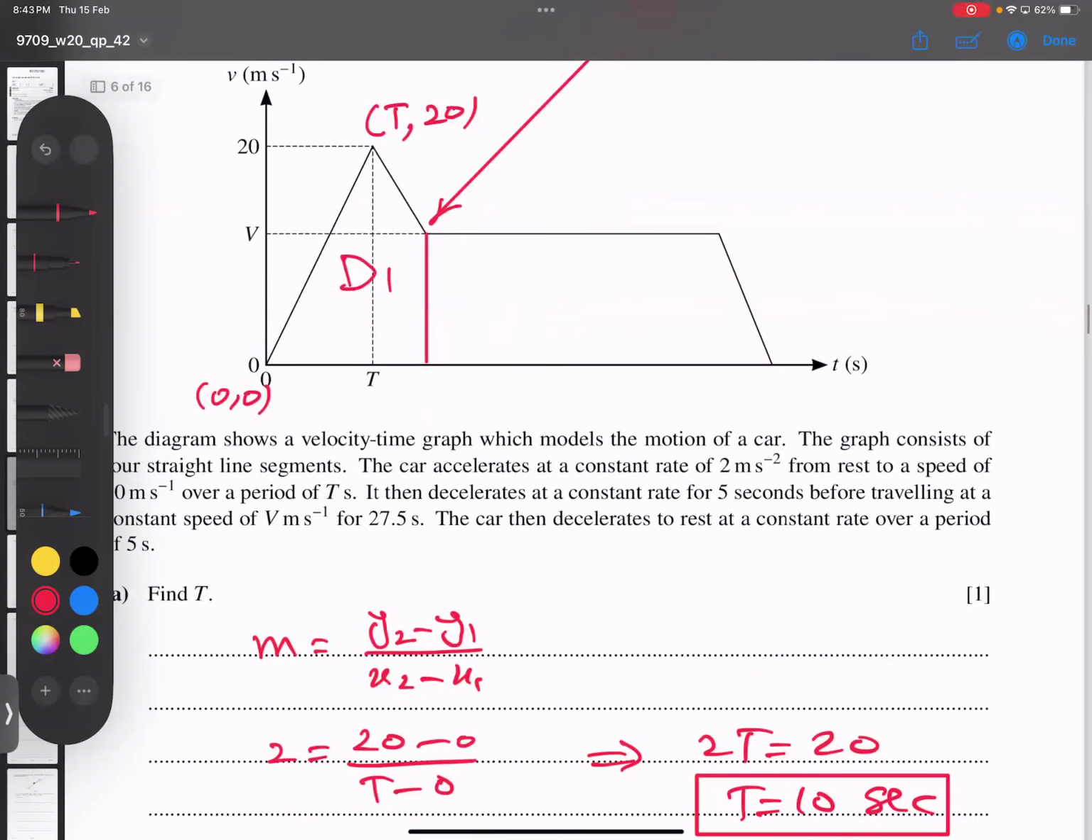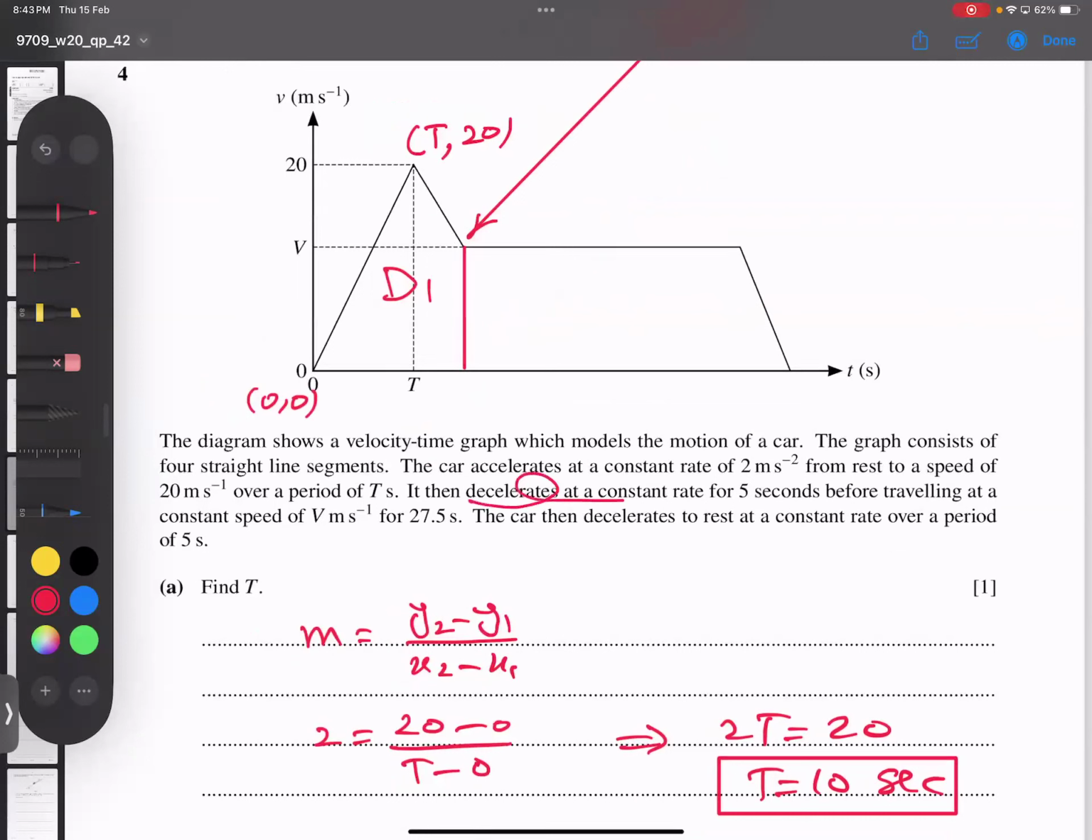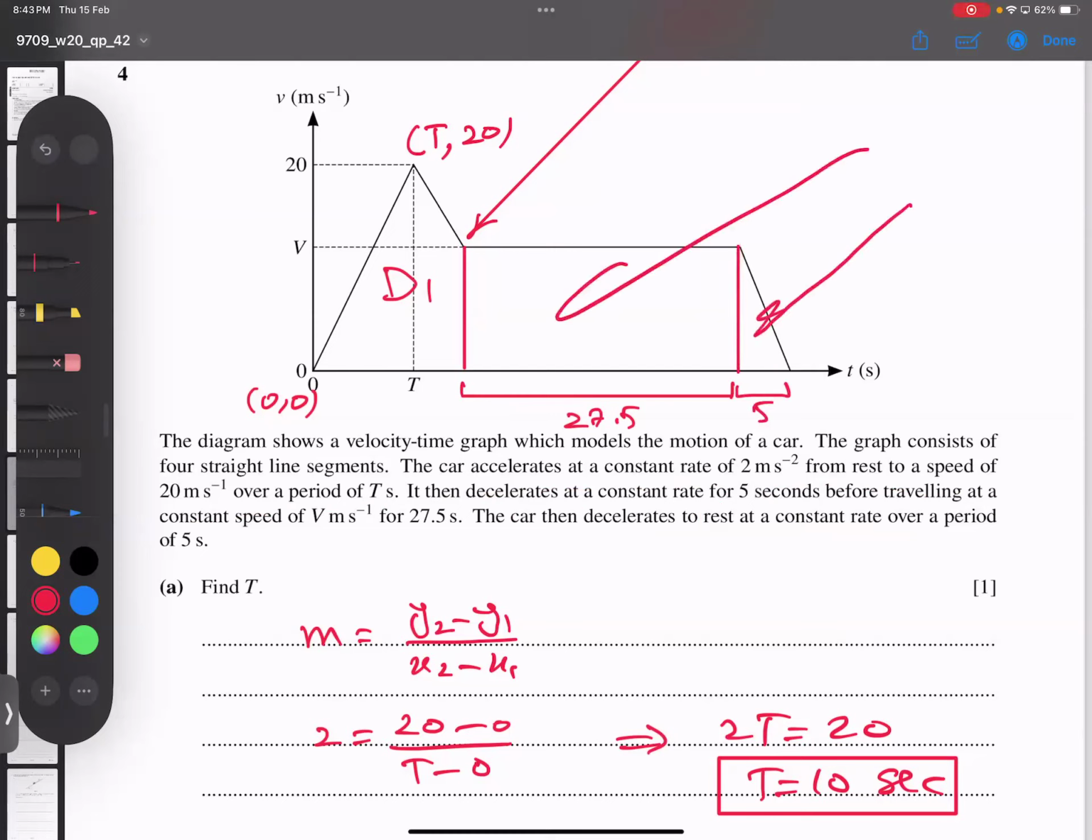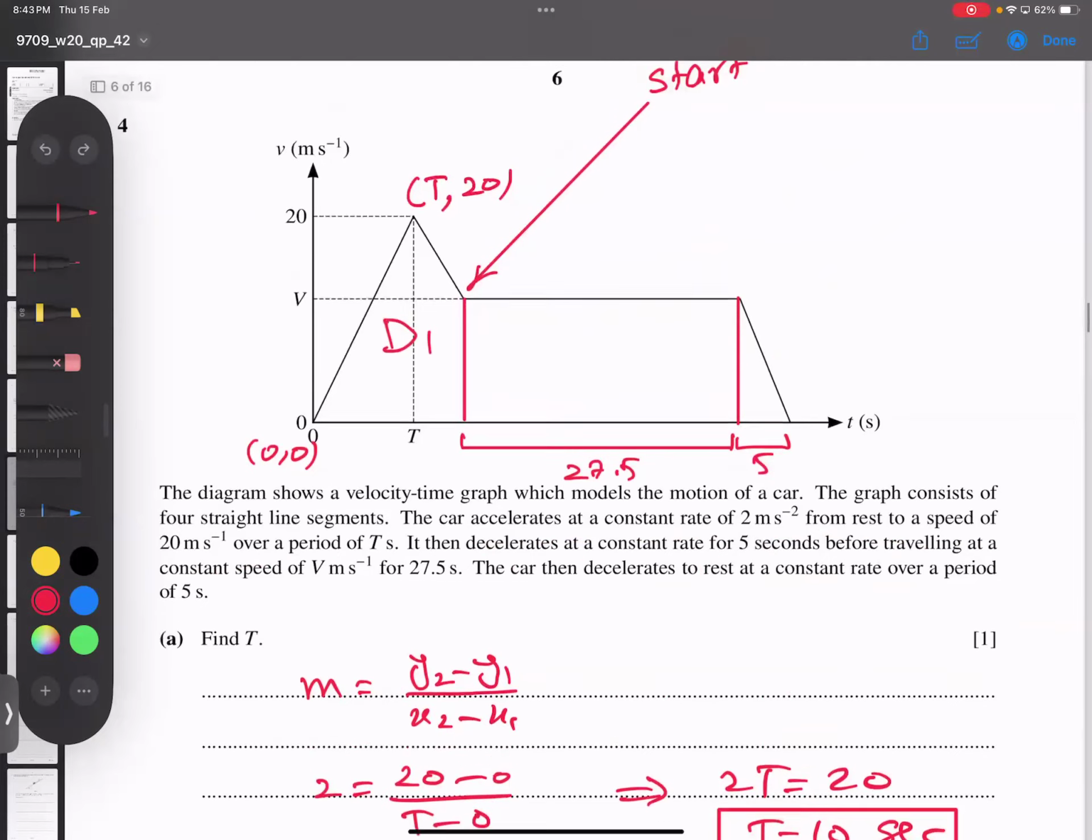He says one thing very clearly. The car decelerates at a constant rate for 5 seconds before it travels at constant speed. The constant speed time is 27.5, so from here till here is 27.5, and then it decelerates for the remaining 5 seconds. This is 5 seconds. I break this part into two: one triangle and one rectangle.